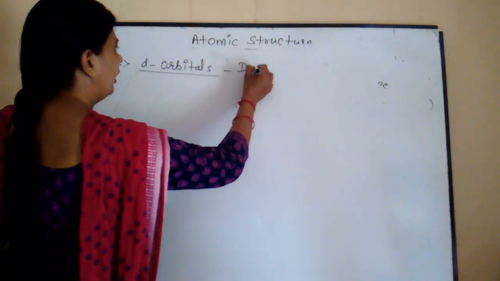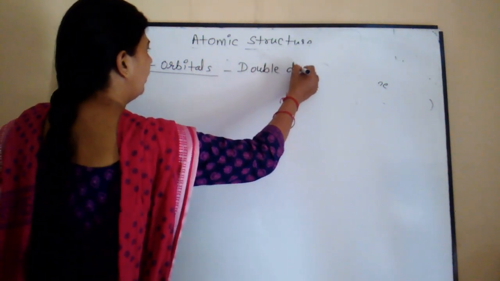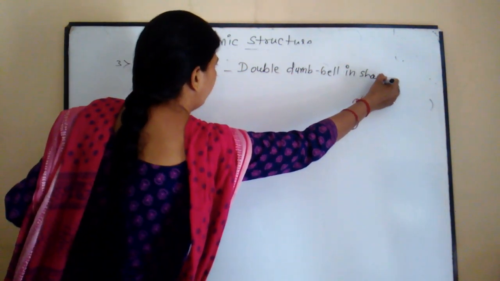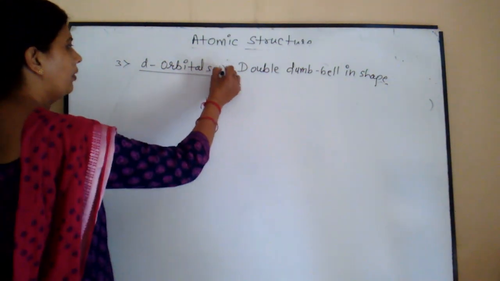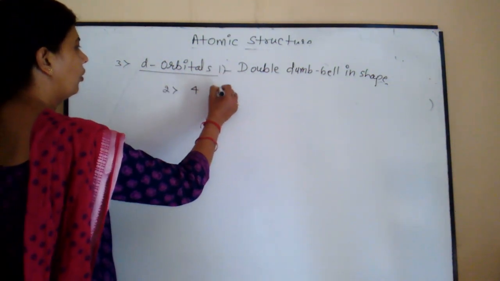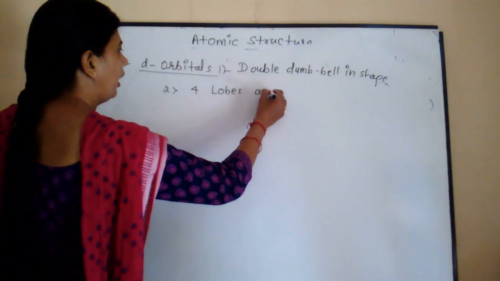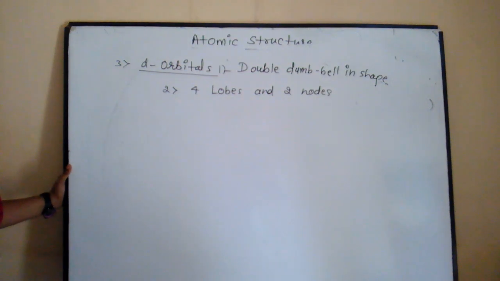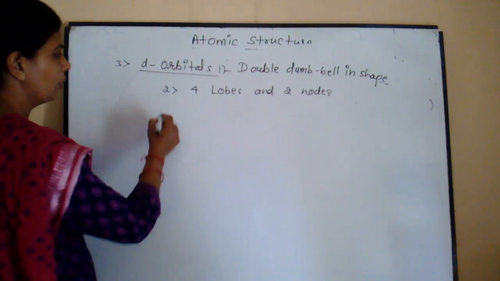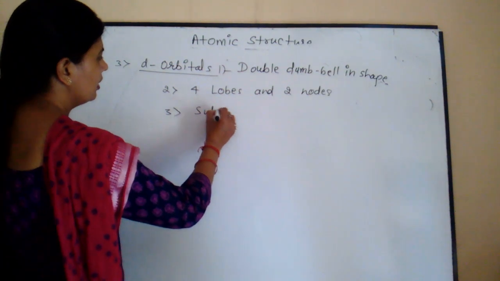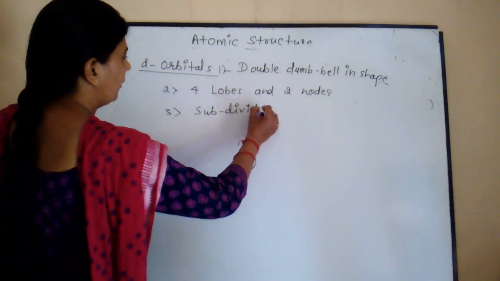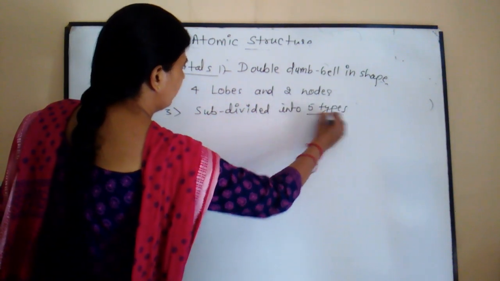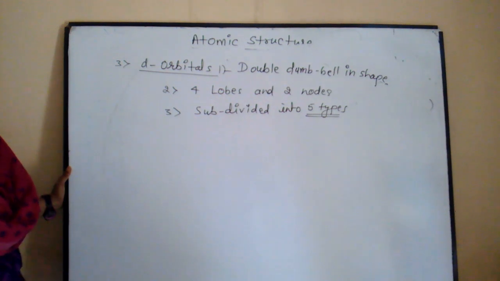D orbital having double dumbbell shape. They are double dumbbell in shape, containing 4 lobes and 2 nodes. They are further subdivided into 5 types.